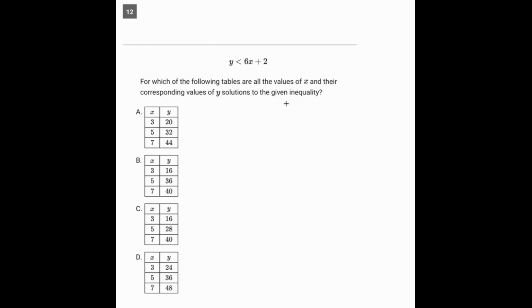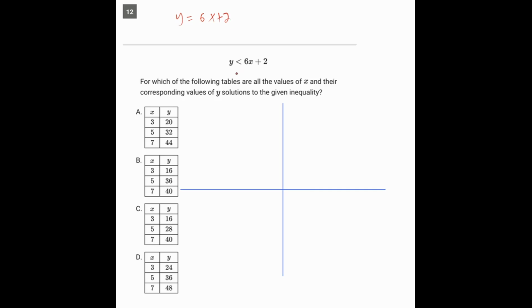Going on to question number 12 now. Let's imagine that we are going to graph this. We could, of course, do it on Desmos, but let's give it a try the old-fashioned way. So now this is a variation on y equals 6x plus 2. The less than sign simply means that we'd be shading below.